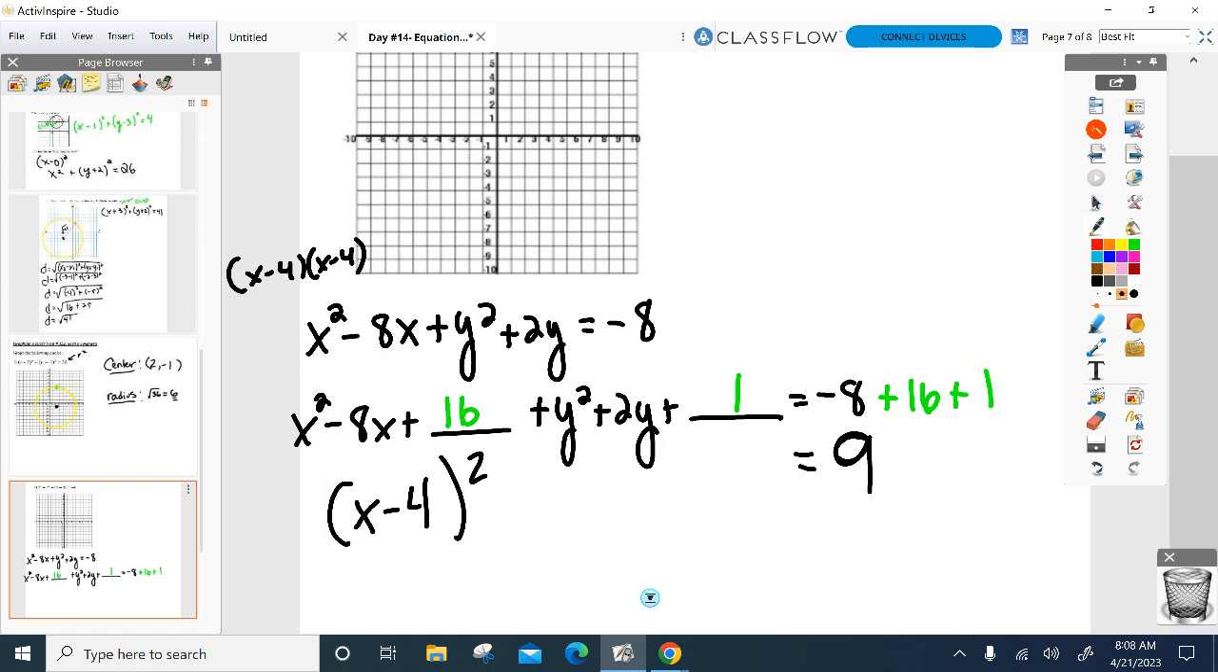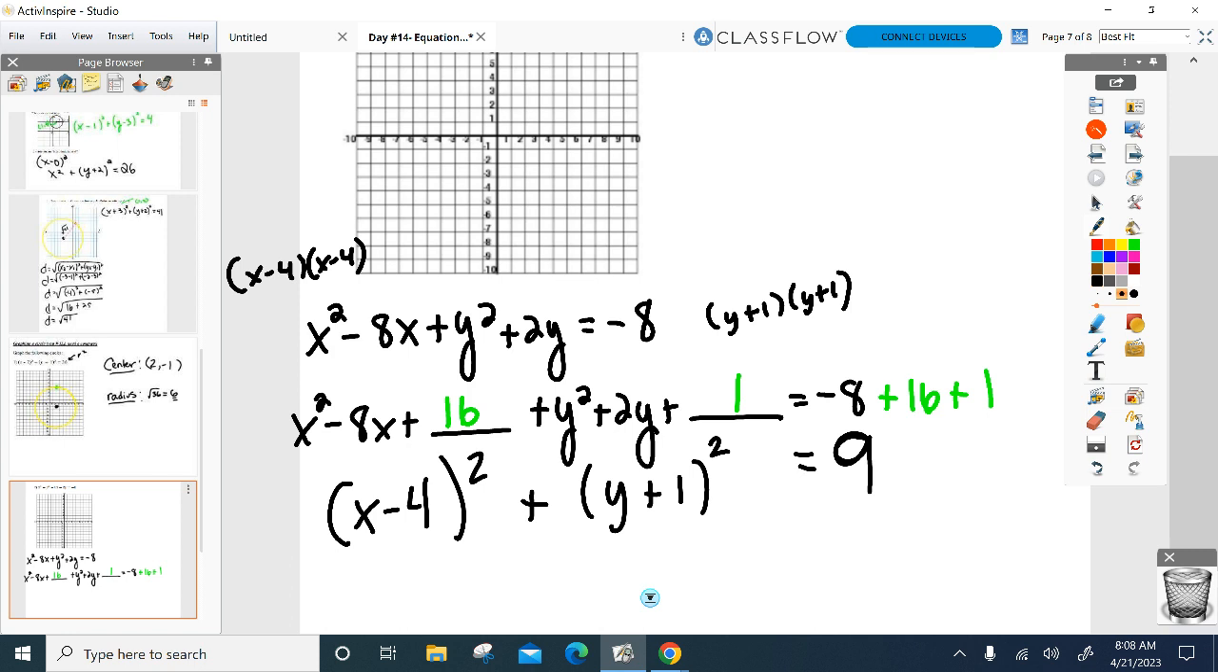Okay. I think we're starting to see something we're familiar with today, aren't we? We're starting to build that circle equation we're familiar with. Plus, what's this factor into? Two numbers that multiply to 1 but add to 2. y plus 1, and you want to rewrite that for me? y plus 1, all squared. What'd you just do?